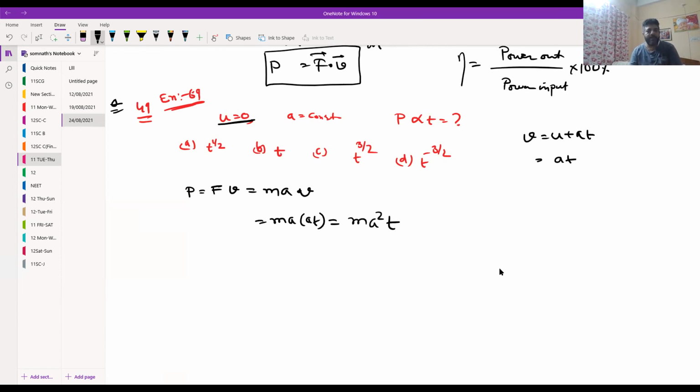Yes, sir. Now see, here it says u initial is 0, acceleration constant. So my acceleration is constant, mass is also constant, so I can say my power is directly proportional to t. Option B. Clear? See another one, there is a very nice question here. Next question 50.